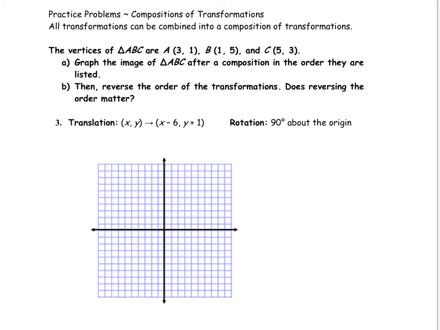This composition of transformations is going to be a translation followed by a rotation. We're going to take the triangle ABC, and first we're going to do the composition in the order that it's given, and then we're going to reverse the order. So first let's draw triangle ABC. Triangle ABC is at 3, 1 for point A. Point B is at 1, 5. And point C is at 5, 3.